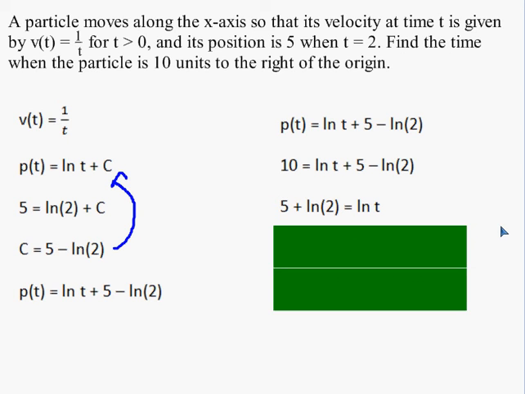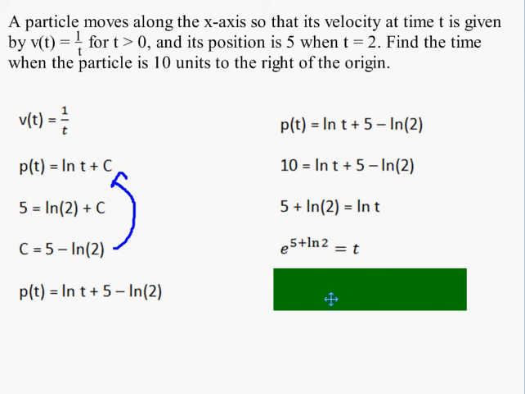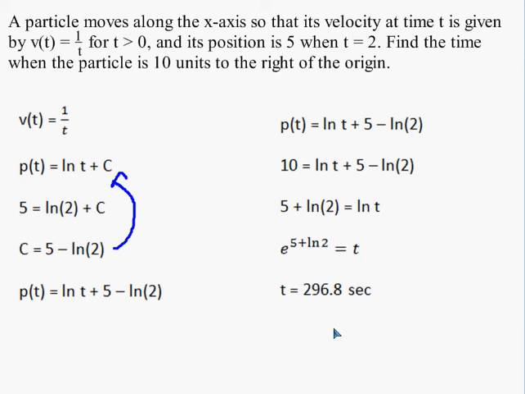We can change that to exponential form. So this is log base e. So we can write that as e to the 5 plus natural log of 2 equals t. And then if you want an approximation for that, since we're dealing with a time, we don't really usually talk in terms of e to a power. You find that that is about 296.8 seconds. So a lot of the same strategies as we had with the, we called them falling body problems, or motion because of gravity.